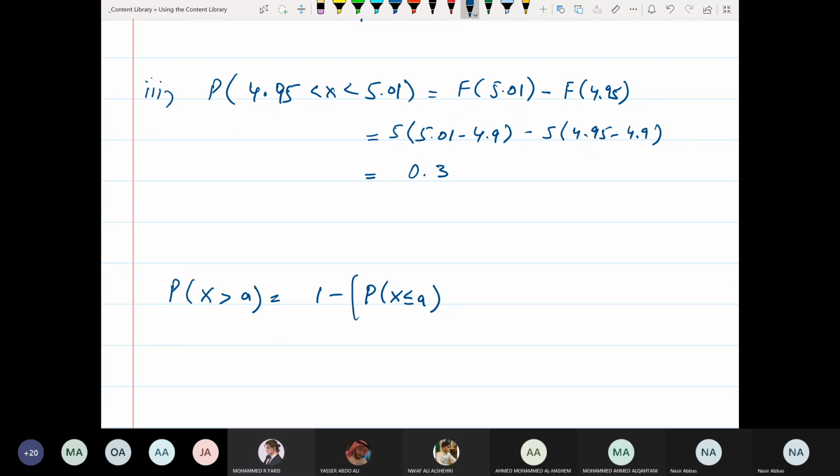Yes. And this by definition is capital F of a. Capital F of something is less than or equal to probability. Yes, this is the complement. Yes, I understand now. Thank you. Greater than probability is the complement of the CDF. Clear, thank you.